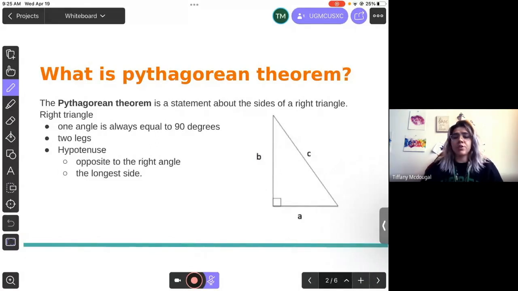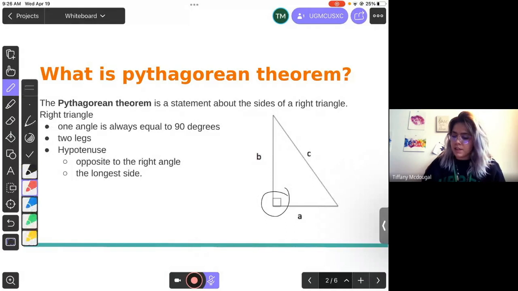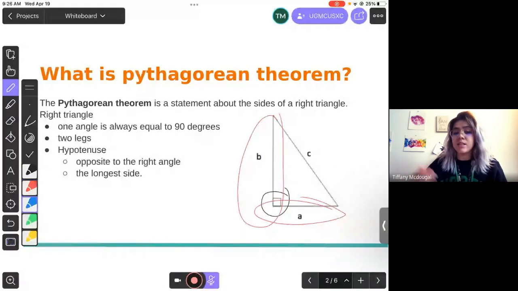Now remember, in a right triangle, one angle is always equal to 90 degrees, and that's usually indicated by this little box right here. It has two legs, which are the closest to the right angle. So in that case, that would be these right there. And it has a hypotenuse, and the hypotenuse is always its longest side, and it's opposite the right angle. So this one right over here would be the hypotenuse. And we can see right here, opposite the right angle, and it is the longest side.